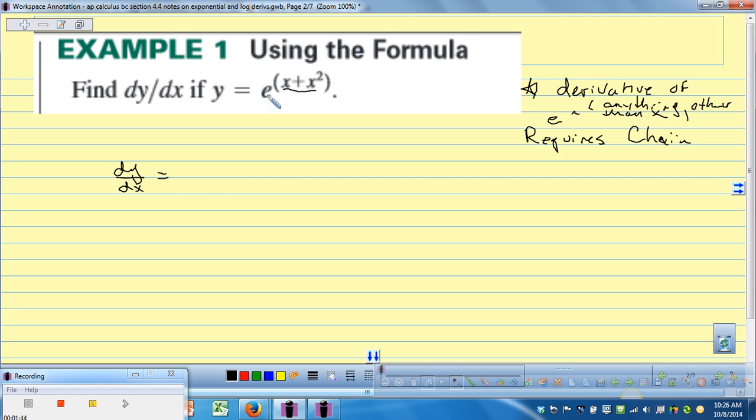So you take the derivative of the outside, leaving the inside alone. E to the x plus x squared times 1 plus 2x.